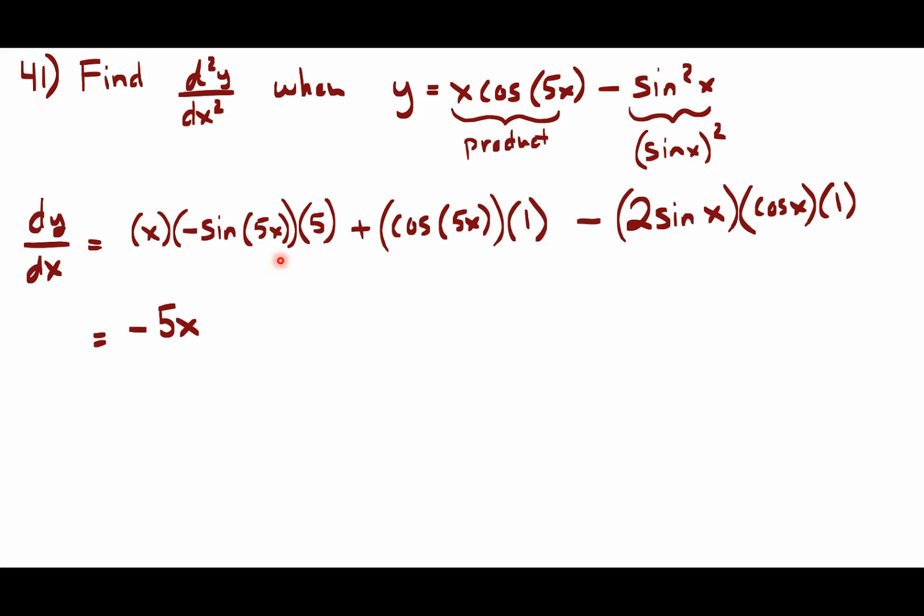Sine of 5x goes next. Cool. Done. Next, plus. Oh, that's easy. That's just cosine of 5x. Alright, and this one's going to be just a minus sign to sine x cosine x.